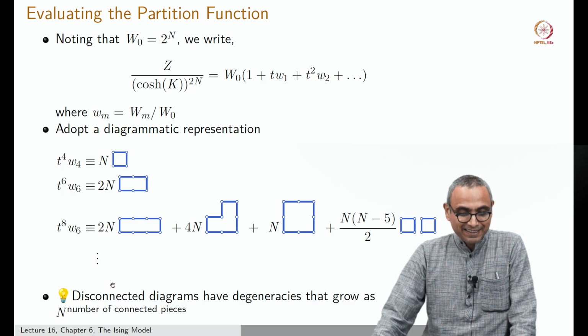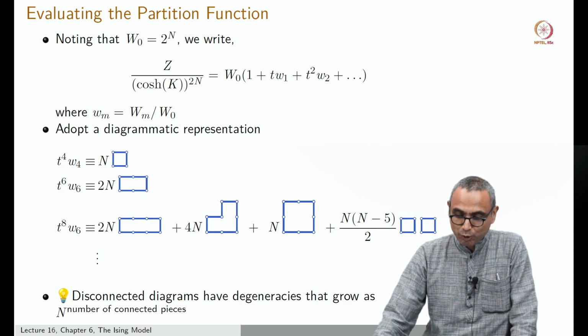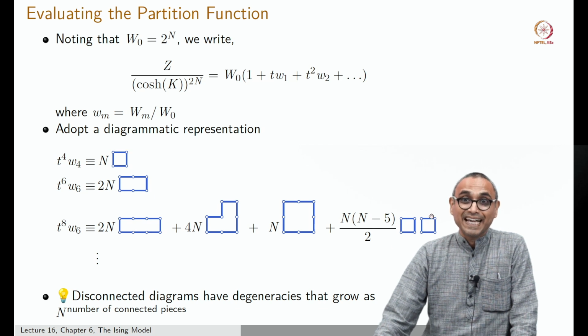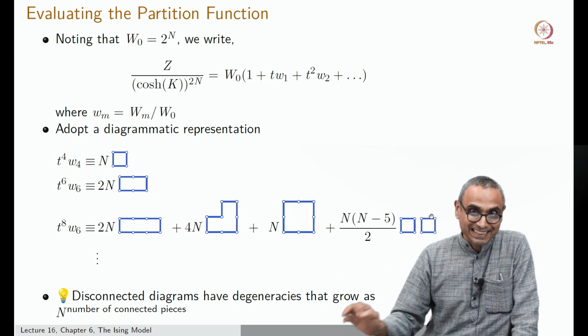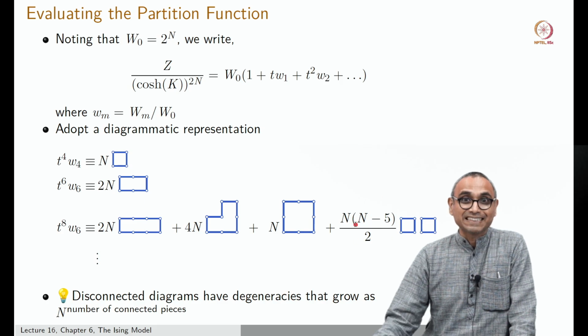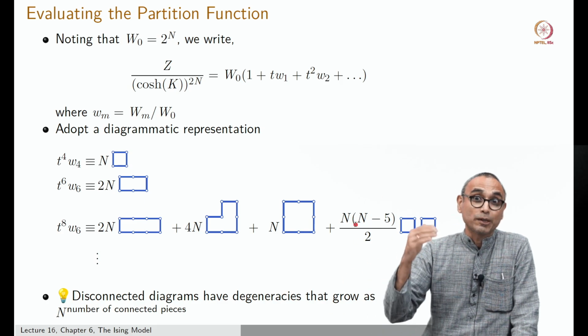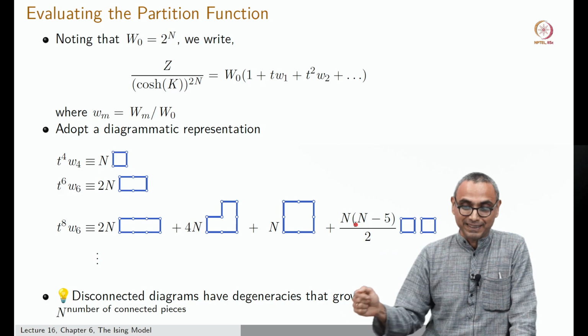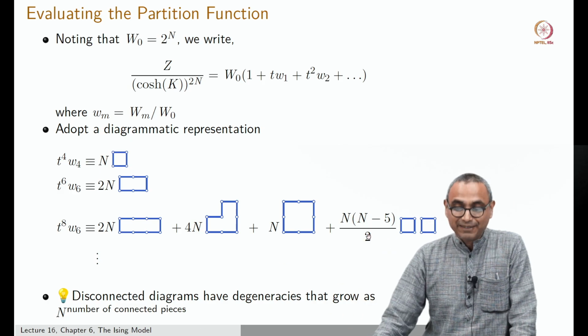So now you see the general result is that if you look at disconnected diagrams, again they will have degeneracies which scale as n to the power of the number of connected pieces. So this is a very general feature that shows up in all of these.